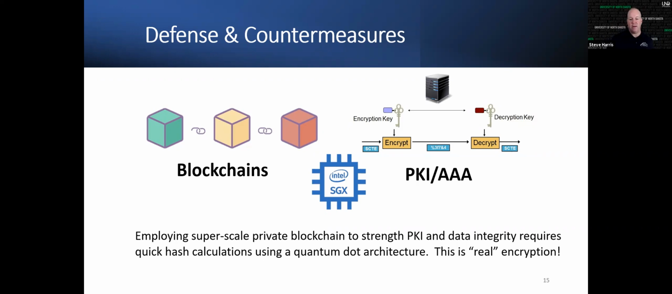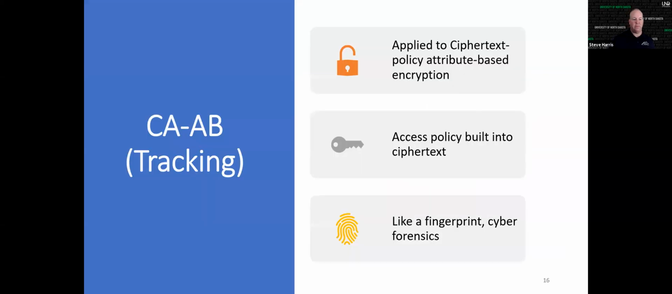Employing superscale private blockchain, data integrity requires quick hash calculations. Using quantum dot architecture will allow quick retrieval of data. Now I'm going to turn it back over to Keith to talk about CAAB tracking.